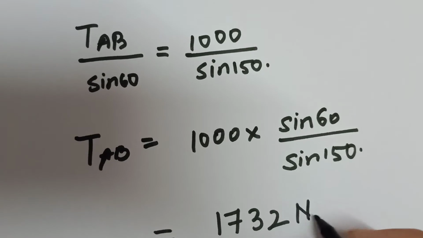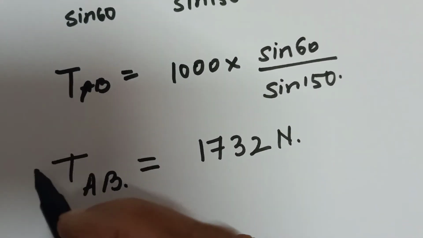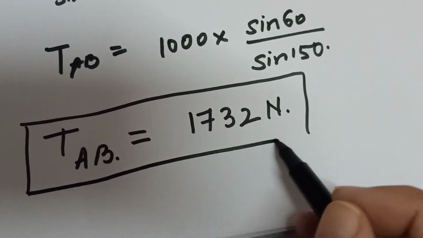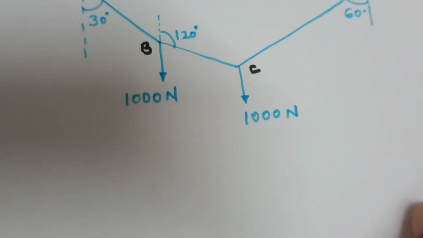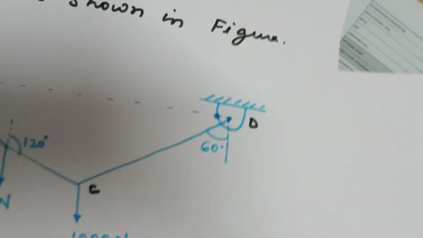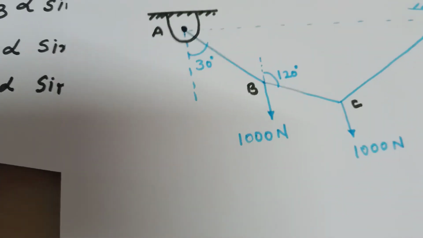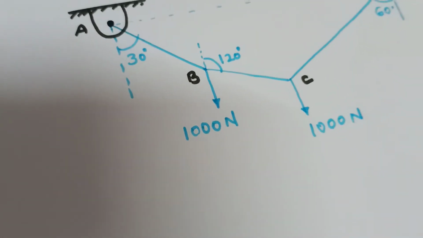Okay, so we can get the answer of TAB as 1732 newtons. So first answer we have derived, that is TAB is equal to 1732 newtons. Okay, now we will take the another portion of the string. And what is the another portion of the string? So another portion of the string is point C. Okay, so now we will draw the free body diagram of this particular point.